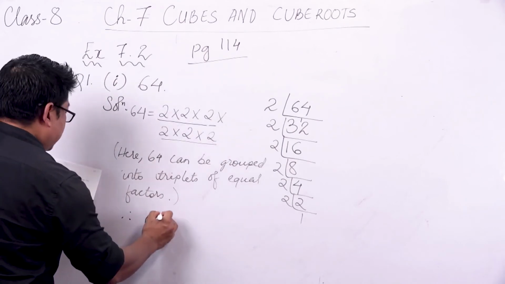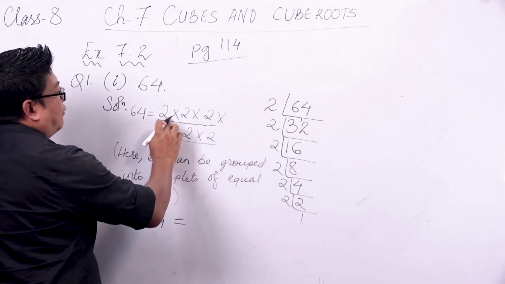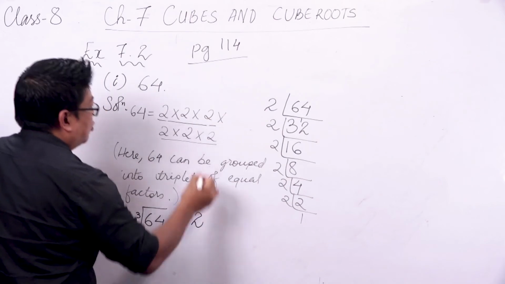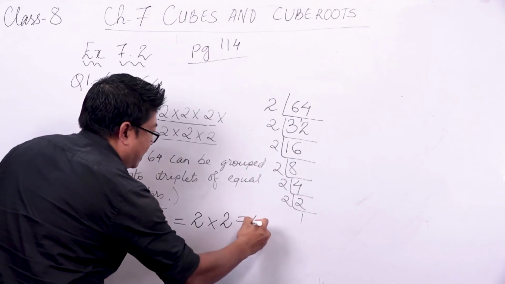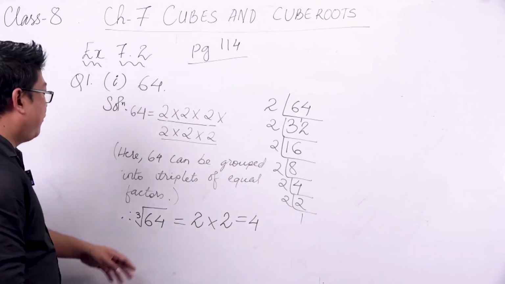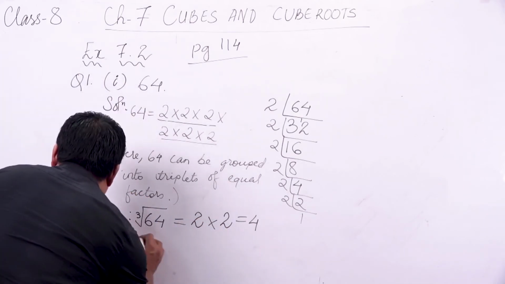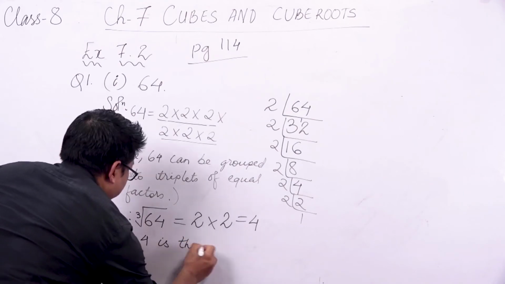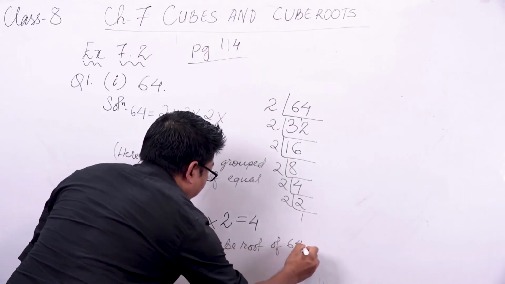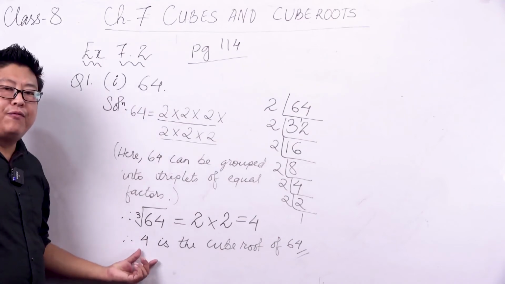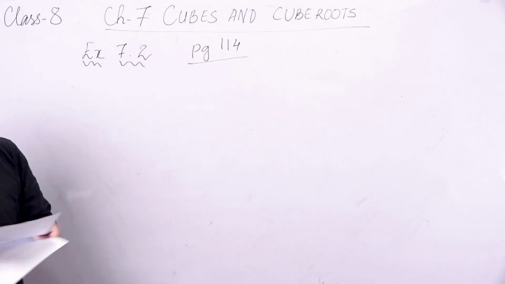Therefore, the cube root of 64 is simply, from these 3 triplets, I take only 1, 2 now. And from these 3, I take only 1 two. So I can say that 2 into 2 is 4. Therefore, 4 is the cube root of 64. That means if you multiply 4 three times, you will get 64. All right, children? Let's look at the next number.